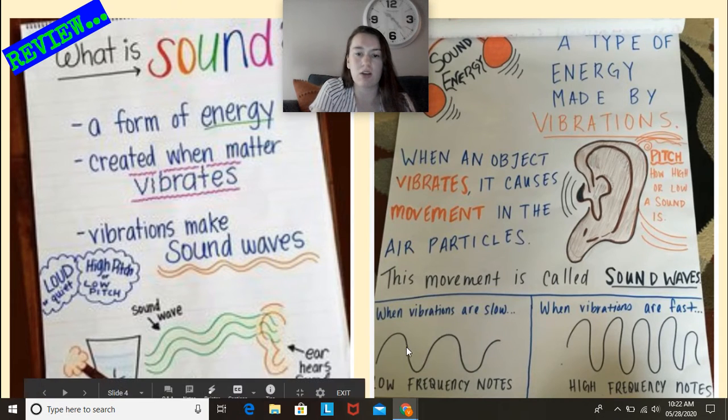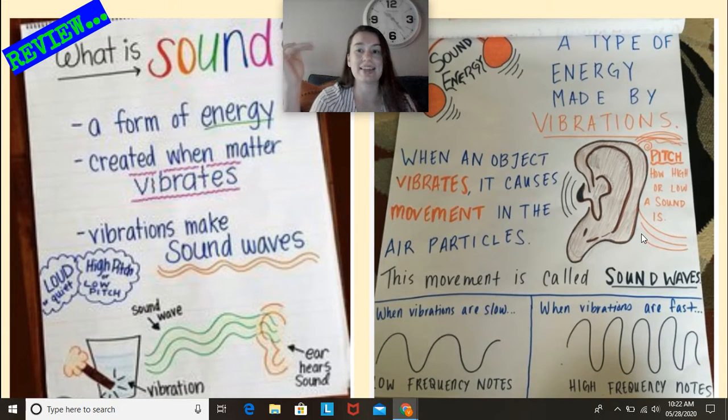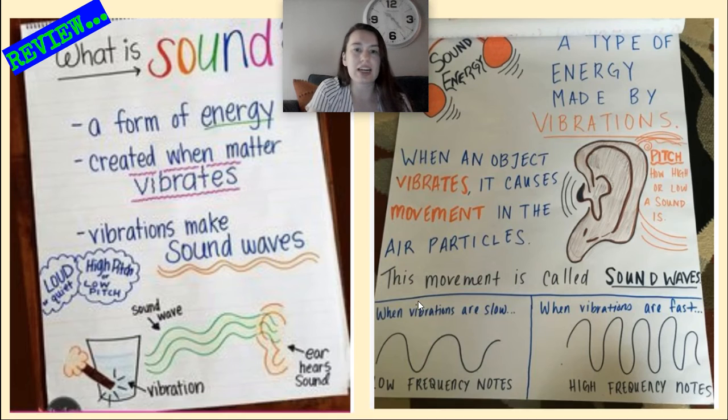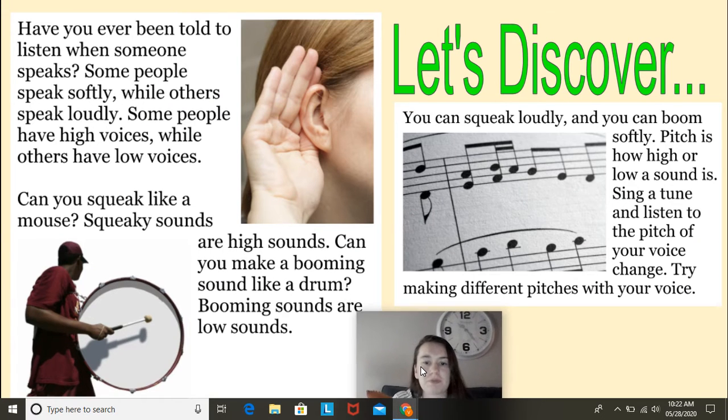So that is low frequency. The vibrations are slower, and then high frequency notes are when the vibrations are fast. And that's pitch, how low or how high the sound is. So that's all just a little review.